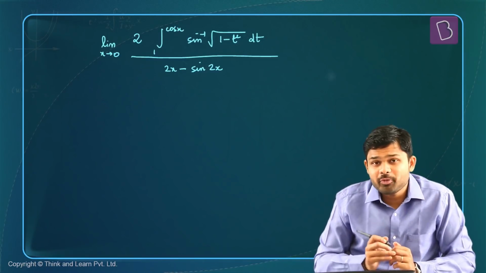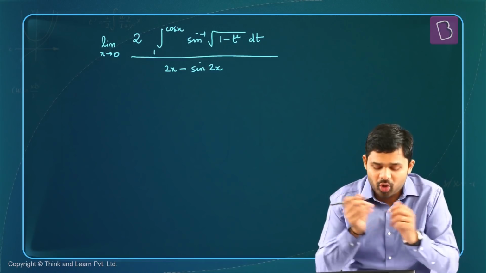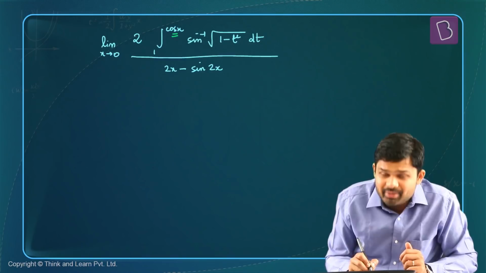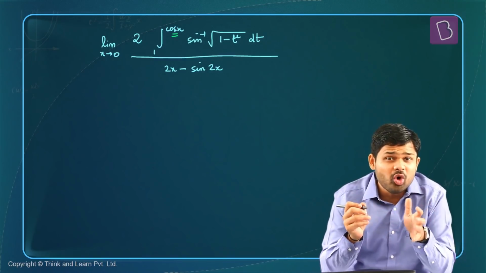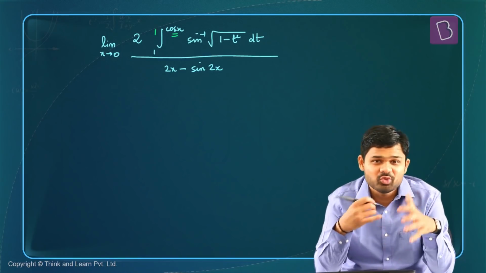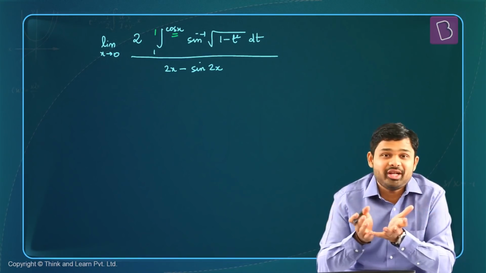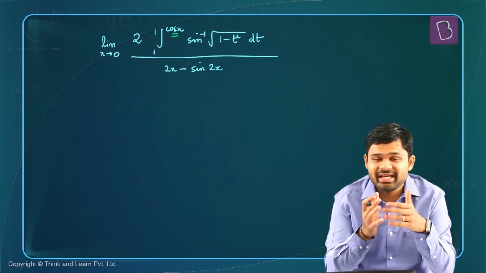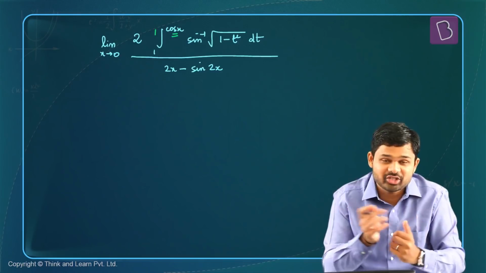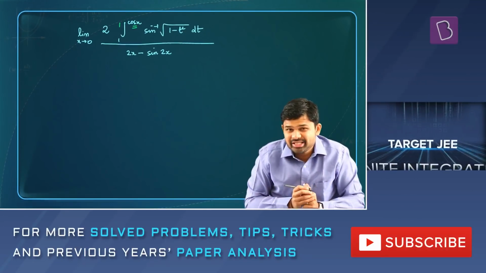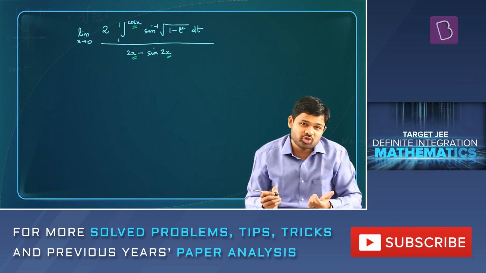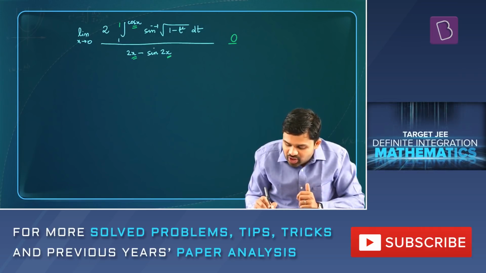First of all, if you plug in the value of x equal to 0, what will happen? Well, cos x will become cos 0, and cos 0 is 1. So you have an integral running from 1 to 1. That's going to be 0 irrespective of whatever is inside the integral, because the limits of the integral are from a to a itself. And if you put x equal to 0 in the denominator, you're going to get a 0 here, and sine 0 is also 0. So you'll have a form 0 by 0.